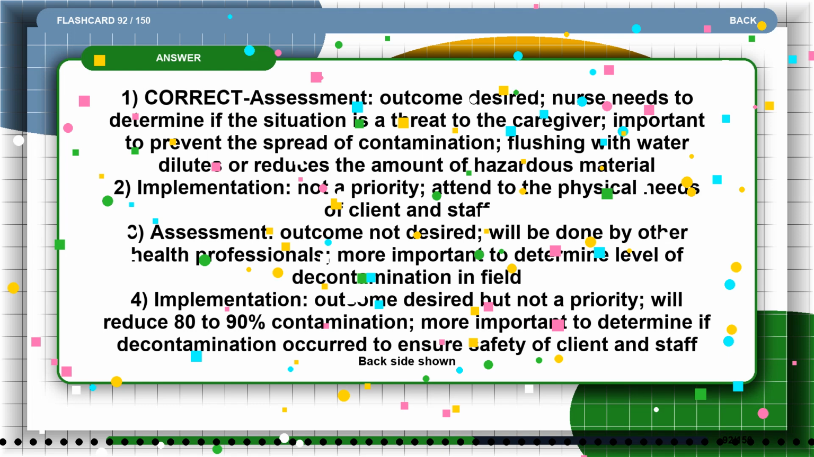The answer is 1. Correct assessment. Outcome desired. Nurse needs to determine if the situation is a threat to the caregiver. Important to prevent the spread of contamination. Flushing with water dilutes or reduces the amount of hazardous material. 2. Implementation. Not a priority. Attend to the physical needs of client and staff. 3. Assessment. Outcome not desired. Will be done by other health professionals. More important to determine level of decontamination in field. 4. Implementation. Outcome desired, but not a priority. Will reduce 80-90% contamination. More important to determine if decontamination occurred to ensure safety of client and staff.